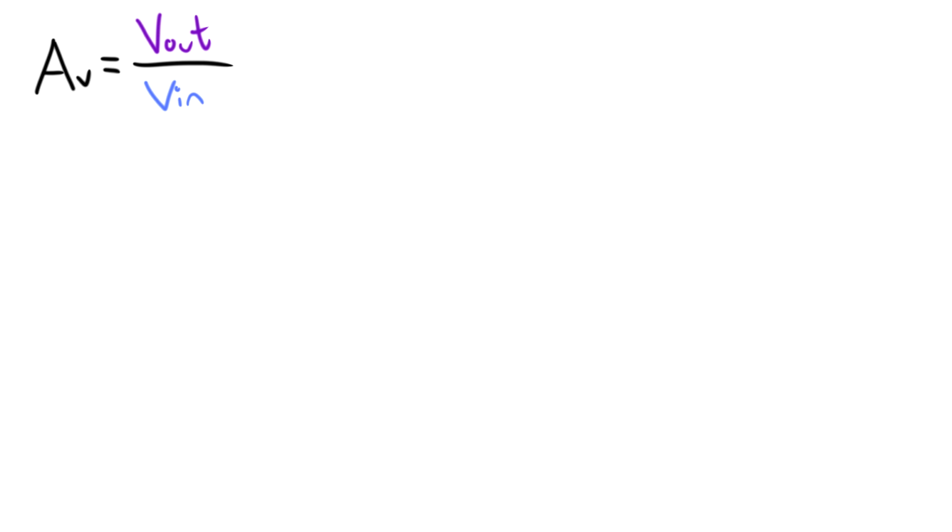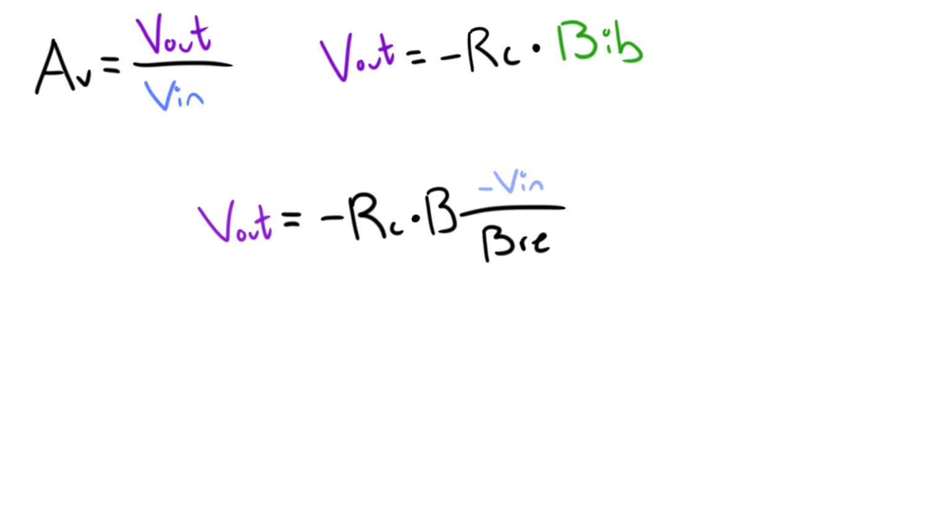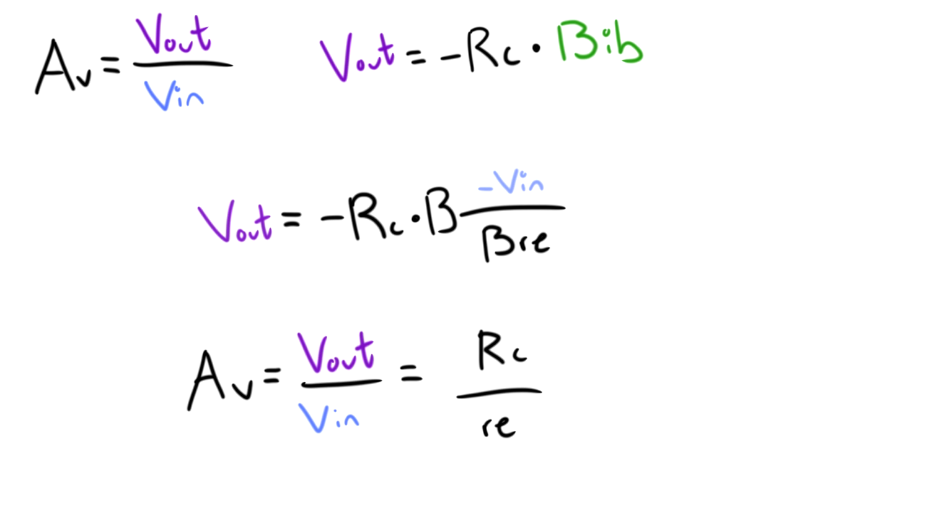It's going to be a very similar method with AV gain. AV is V out over Vin. Well, what's V out? V out is equal to negative RC times beta IB. Well, we know that IB is equal to negative Vin over beta RE. So move the variables around and we have V out over V in. It'll give us RC over RE. And that's how you calculate AV. It's a very simple process of calculating out fractions.